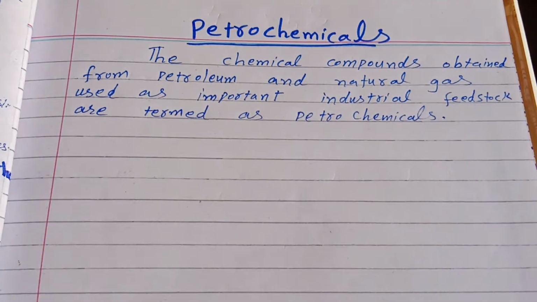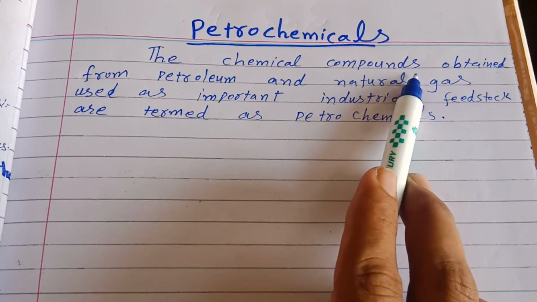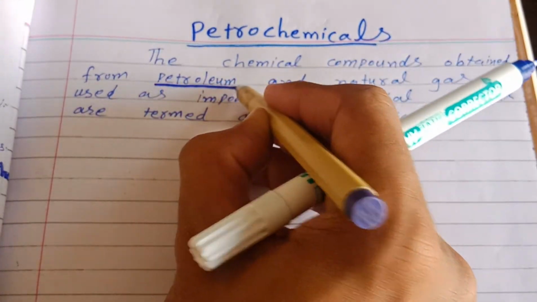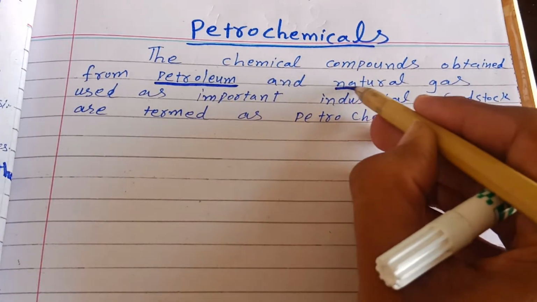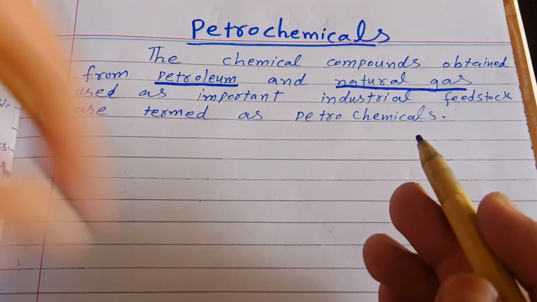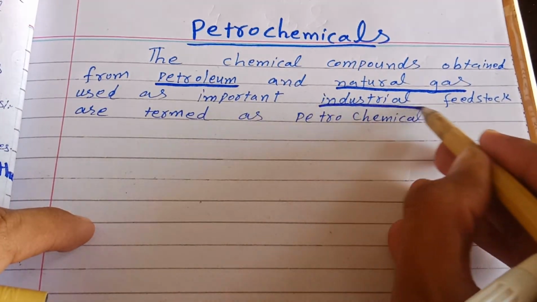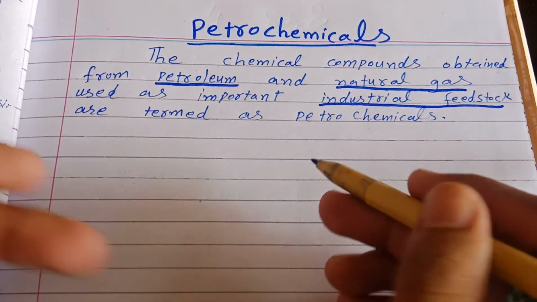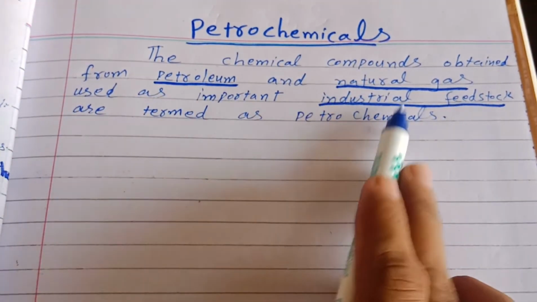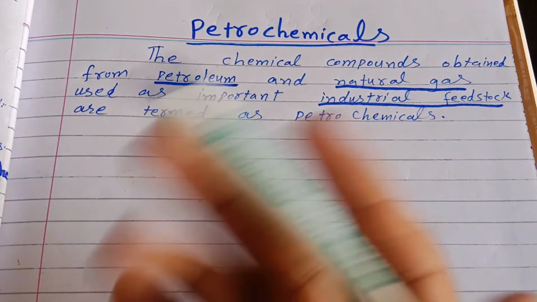So this is the simple definition of petrochemicals. The chemical compounds obtained from petroleum. The main thing is petroleum. Obtained from petroleum and natural gas. These both are obtained from the inner core of the earth. They are used as important industrial feedstock, fossil fuels, etc. So these are obtained from two things and used as industrial feedstock. This is the whole definition of petrochemicals.